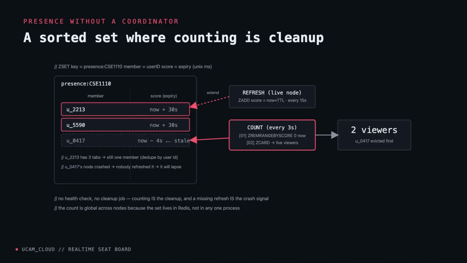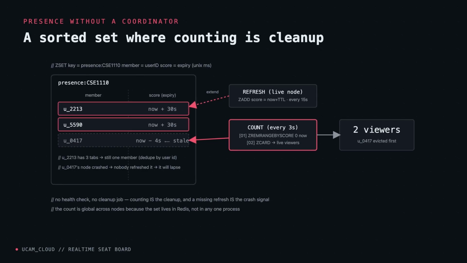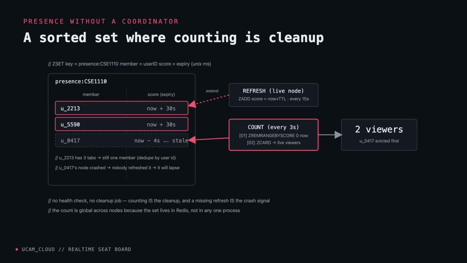This was accomplished using a Redis sorted set, which allows us to keep track of unique users without the need for a centralized coordination service. When students view a course, their user ID is added to this set with an expiry time. When a student's session ends or they disconnect, their entry is automatically removed after a set period.